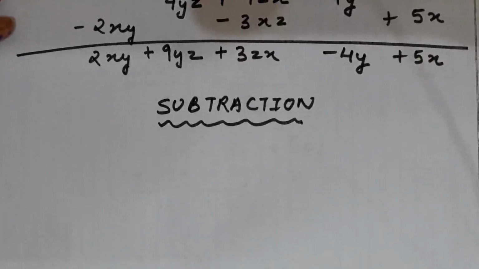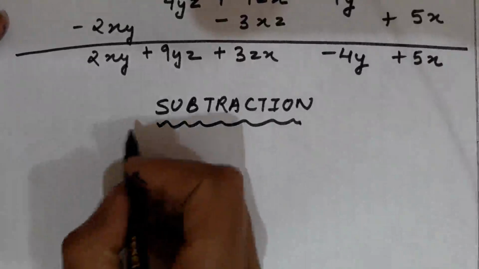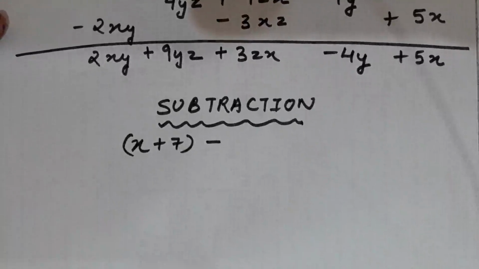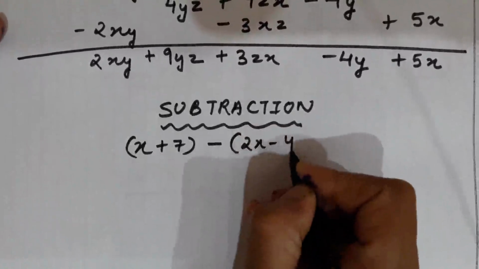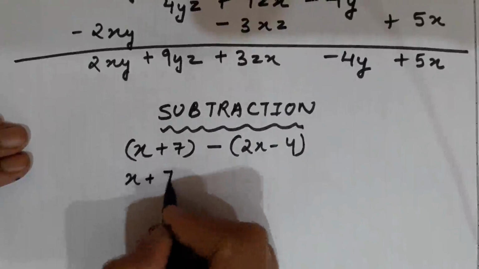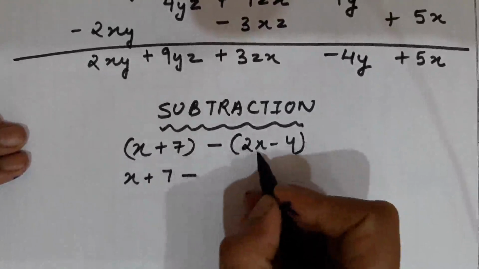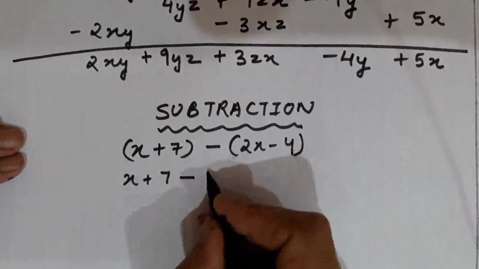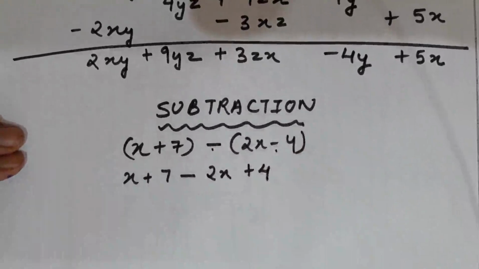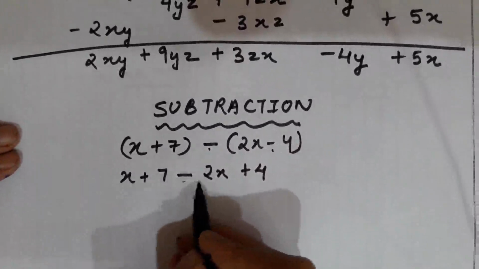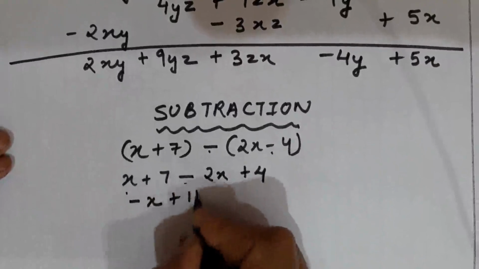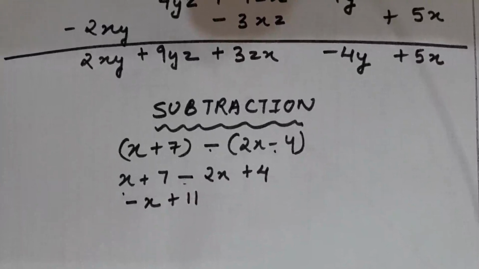Okay, now let's discuss subtraction. So if you want to subtract 2x minus 4 from x plus 7, how can you subtract? You have to open the brackets. So x plus 7, this minus sign goes inside the bracket, 2x positive converts into negative, this minus becomes plus, you will get 4. So minus 2x plus x, you will get minus x. 7 plus 4 is 11. So minus x plus 11 will be the answer.